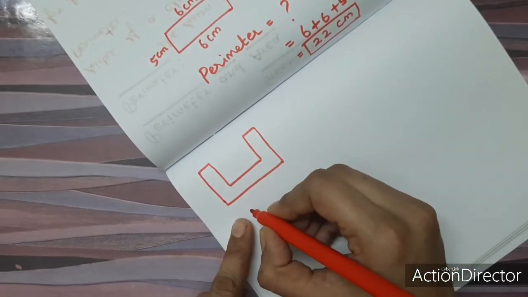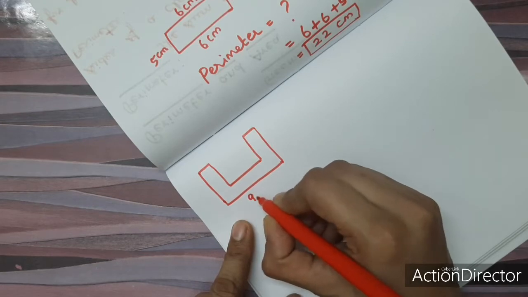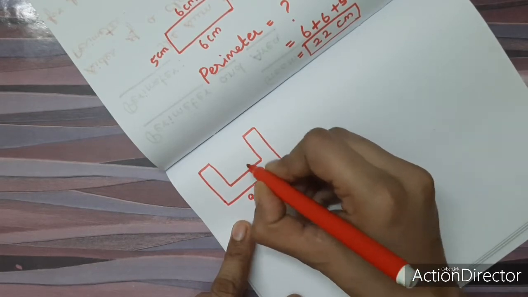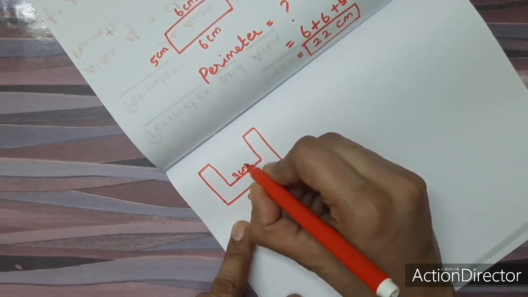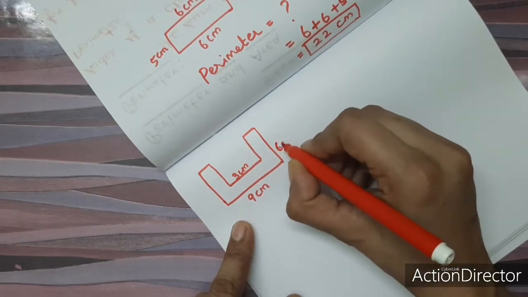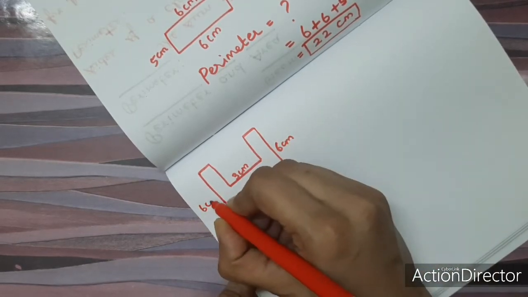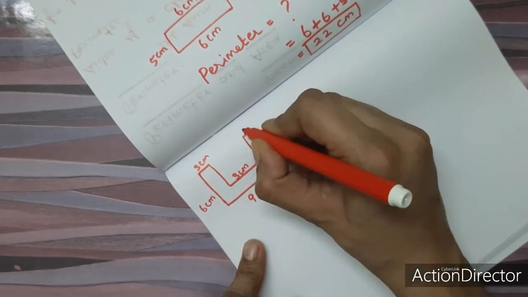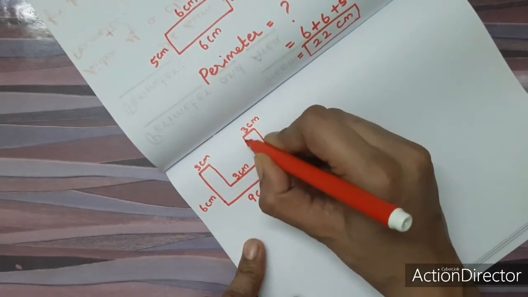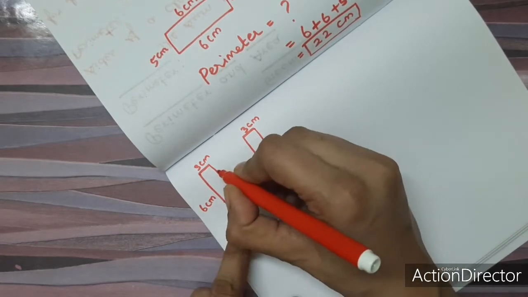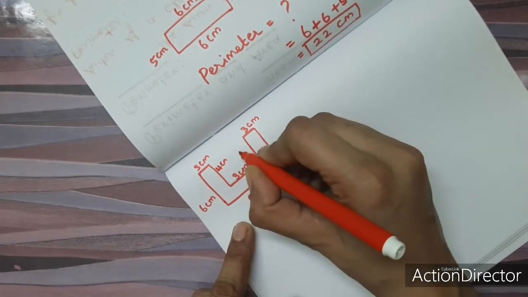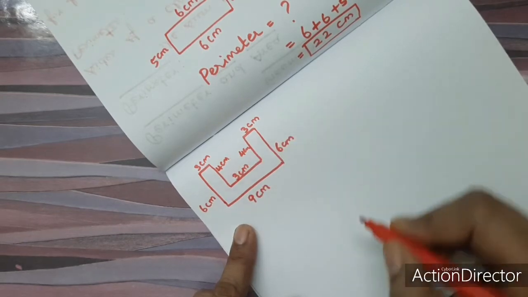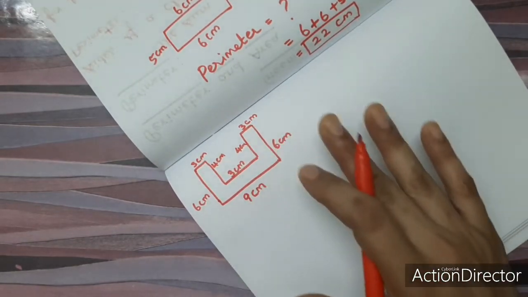And I am going to mark the measurements now. So 9 centimeter. This is 3 centimeter. This is 6 centimeter. This is also 6 centimeter. Here this is 3 centimeter. This is also 3 centimeter. And these two sides are 4 centimeter and 4 centimeter. So I have marked all the sides.